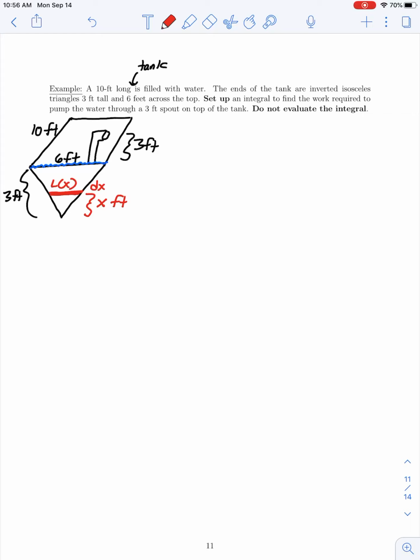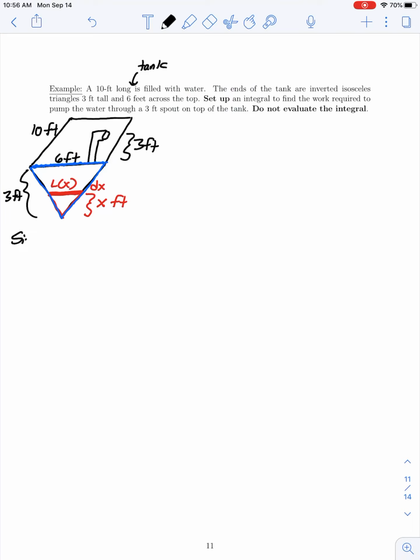Well, again, I can make use of similar triangles. The triangle which is formed by the edges of my tank and my slice has the same angle measures as the triangle formed by the edges of our tank. So the ratio of the base and height of these triangles must be equal.